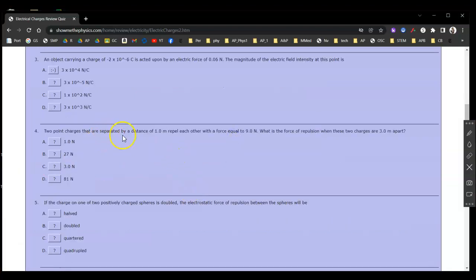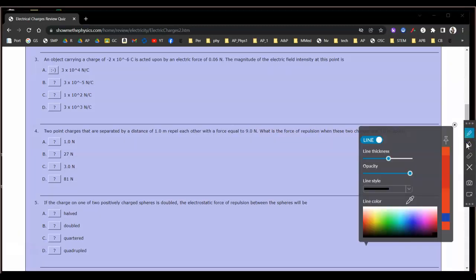Okay, 2-point charges separated by a distance of 1 meter and have a force of 9. What if they got closer? Now they're 3. Charges and forces. Let me see what we got here. They mentioned charges and forces. I better get an equation. This is a relationship problem, so I need an equation. The equation that has charges and separation distance is this, right? Get it from the reference table.